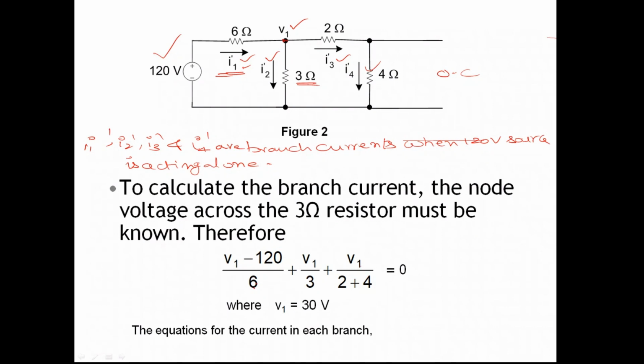Right. And V1 by 2 plus 4, all of this is in series. Why? Since it is open circuited, therefore 0 amperes of current will flow. Therefore here I3 dash is equal to I4 dash, right? So the nodal equation we obtain is equal to 0.